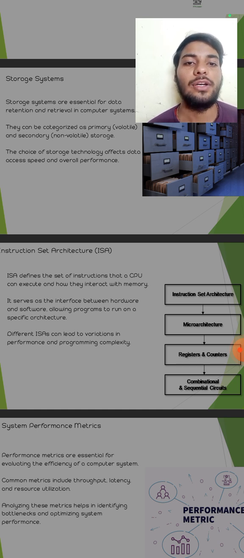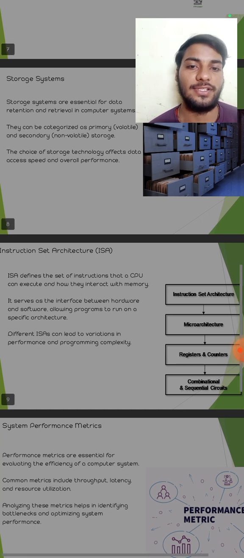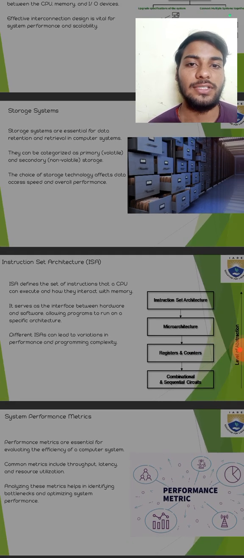So here we have two types of data, that is volatile and non-volatile. The volatile is primary data, which means if power goes, it will disappear. Non-volatile means it doesn't disappear even if the power is off or any other problem happens in the computer systems. So these are the storage systems.